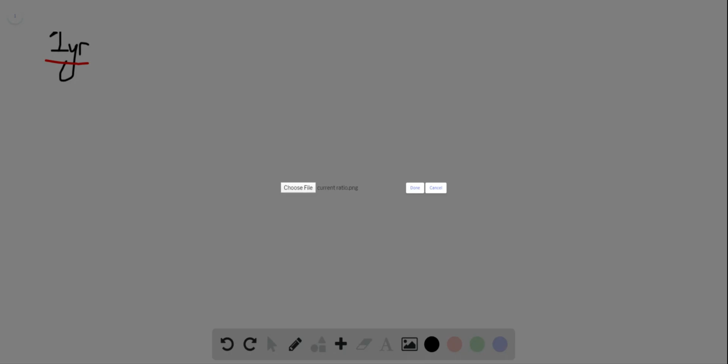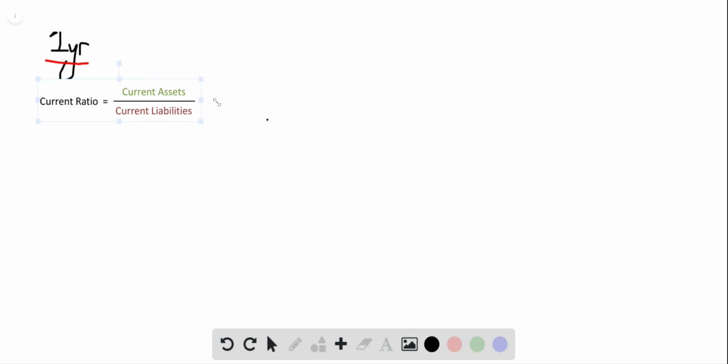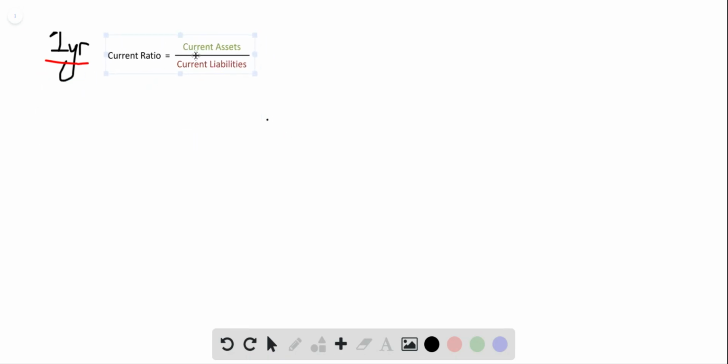Let me find it right here. So yeah, here you go. Current ratio is basically found by dividing current assets by current liabilities. Now that we have distinguished what a current liability is and why it's important, let's dive into the different types of current liabilities. So to start off, accounts payable.